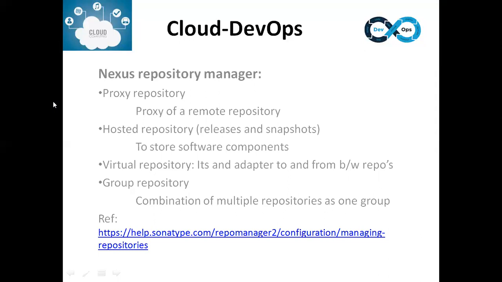The third one is the virtual repository. You can ignore the virtual repository concept; basically, we don't use it much. Then the group repository is used to combine a couple of repositories. For example, to combine all the public repositories, they will call it a group repository.